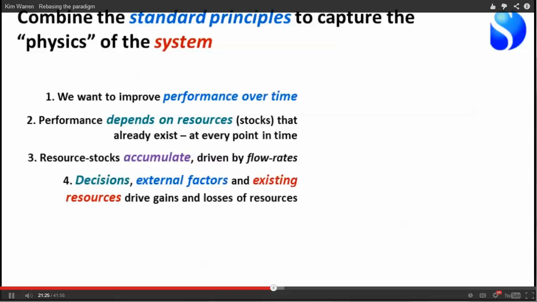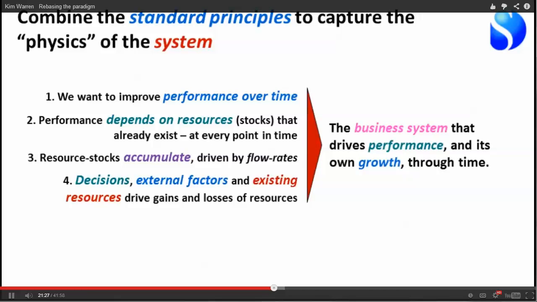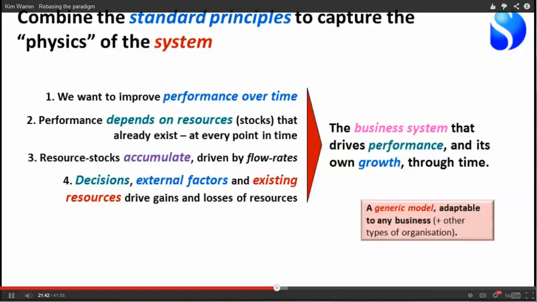So if you put all this together, what you end up with is a picture of the system. The world I work in happens to be business, so it's a business system I'm interested in. And it's a picture of the system that drives performance and it drives its own development through time. And this is a generic model adaptable to any business and any other type of organization.